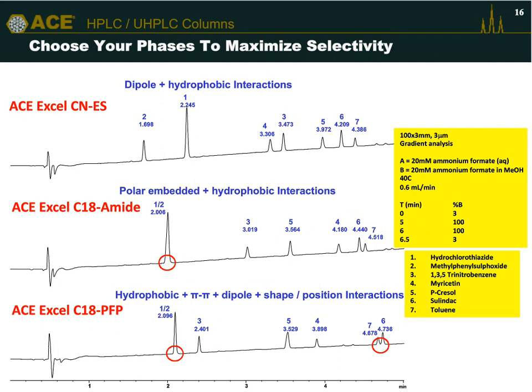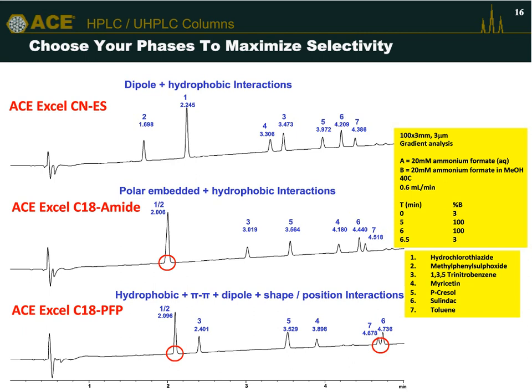So here we have three different columns that would be maybe more suitable for more polar type species. We have a cyano-ES based column which has a different mechanism of interaction and a different elution order of the compounds compared to a polar embedded C18 amide, which has a different mechanism of interaction and different elution order compared to a C18 PFP, which has a different mechanism of interaction and a different elution order. So using selectivity of the bonded phases, this is all under the same conditions, same mobile phase conditions, but moving the peaks around in the chromatographic space.